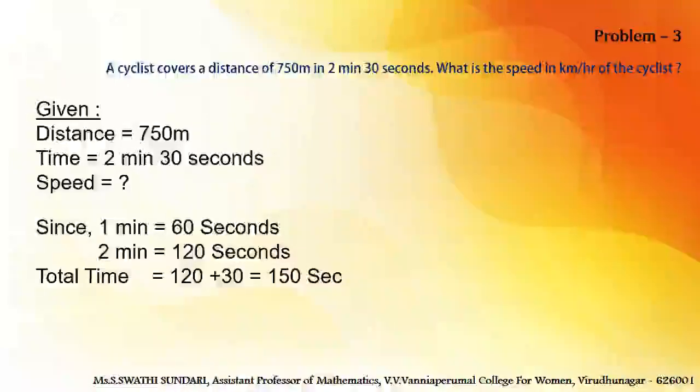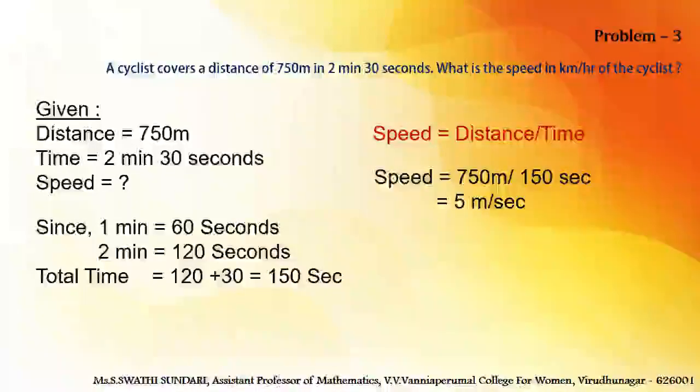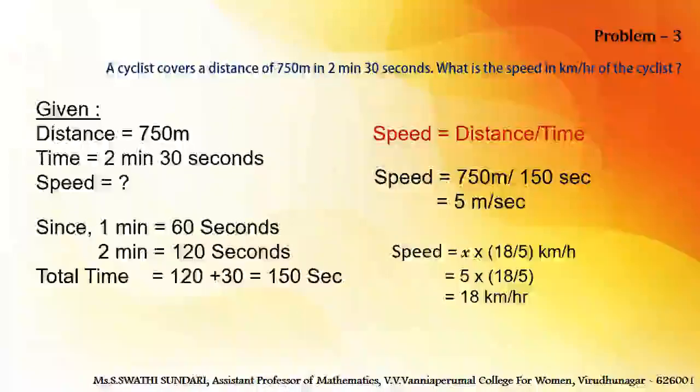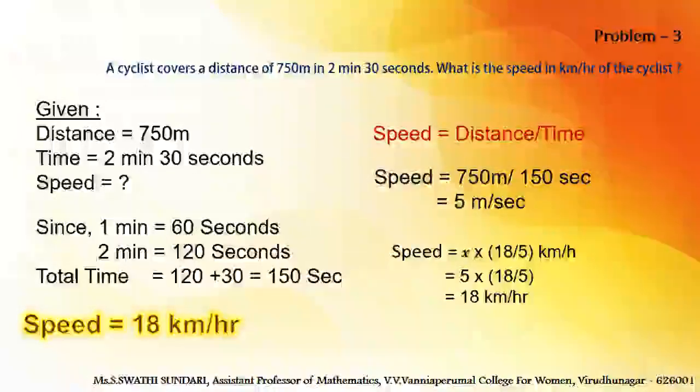So here the distance is in meter and the time is in seconds. The formula is speed equal to distance divided by time. So we substitute here. Speed is equal to 750 meter divided by 150 seconds. We cancel it and get 5 meter per second. But the question is to find the speed in kilometer per hour. So we use the conversion formula, converting speed into kilometer per hour. So 5 into 18 divided by 5 kilometer per hour. We can cancel 5 and get 18 kilometer per hour. So the speed is 18 km per hour.